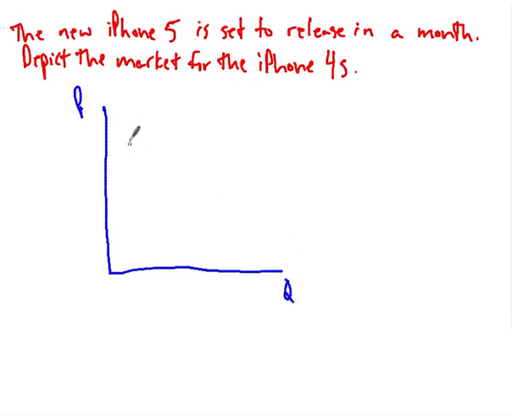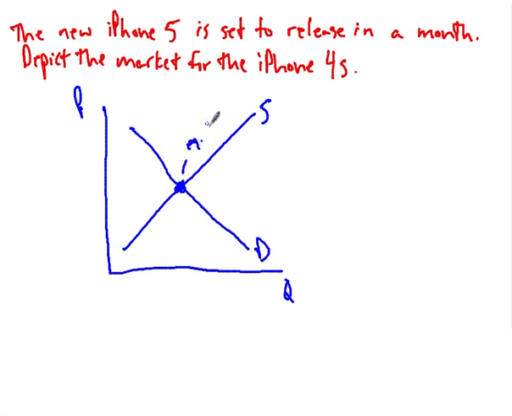Again, start off with the graph. The supply curve is upward sloping, demand curve downward sloping. Here's our X marks the spot. This is our equilibrium. This is our equilibrium price, P1, and our equilibrium quantity, Q1. If we're talking about the iPhone 4S, this doesn't affect their ability to produce the iPhone 4S. Okay, actually we could argue that it does.